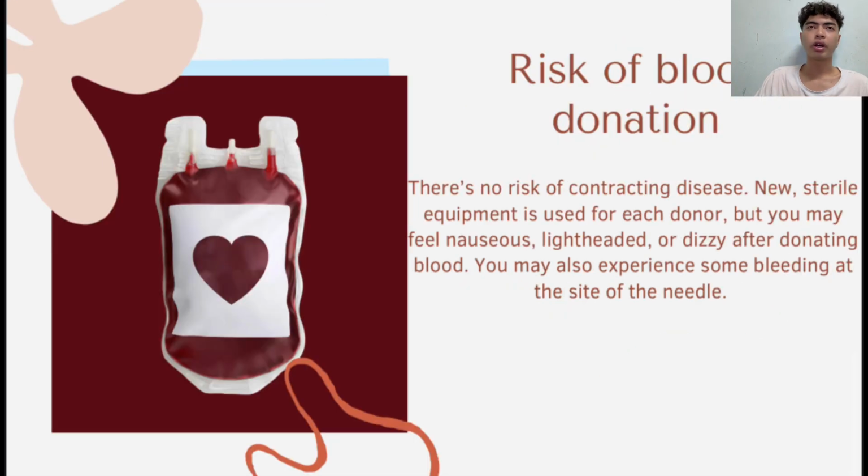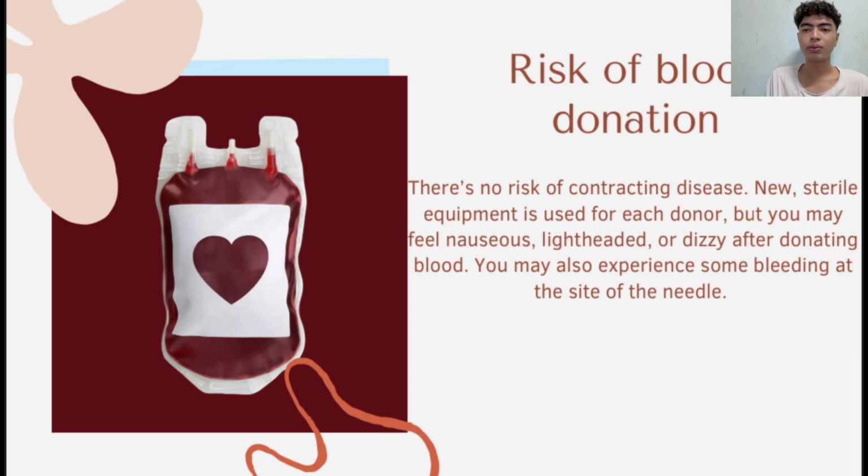So moving on, we have the risks of blood donation. There is no risk of contracting any disease, as they will use new and sterile equipment for each donor. You may feel nauseous, lightheaded, or dizzy after donating blood, because basically you lost blood, which carries oxygen to your brain. So you're going to feel a bit tired. You may also experience some bleeding at the site of the needle.